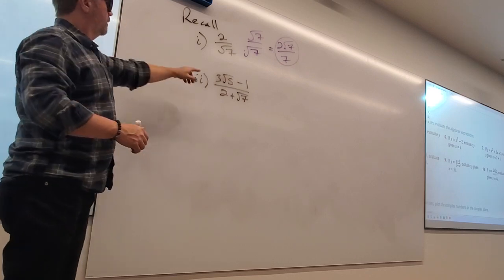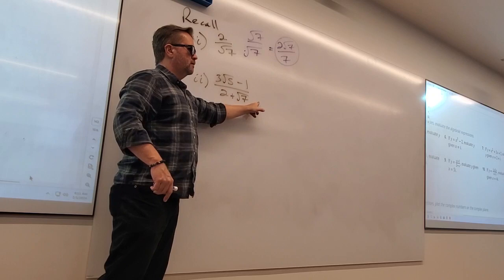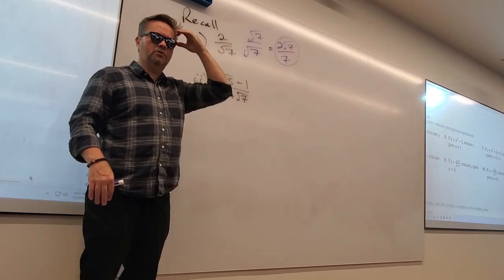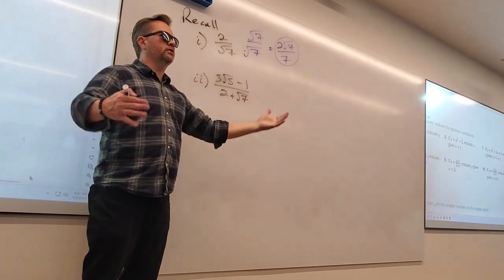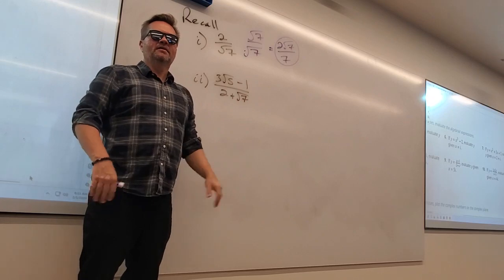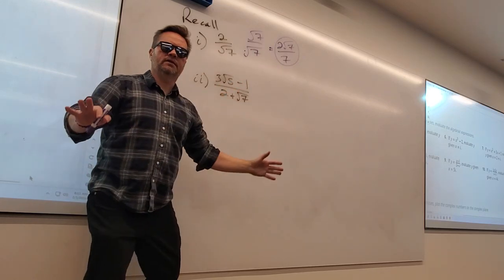Do you agree that if I multiply by the square root of 7, that will make this become 7, but this will still have a square root? It'll be 2 square root of 7. It doesn't accomplish what I need. So whenever there's more than one term on the bottom, that really is a problem.